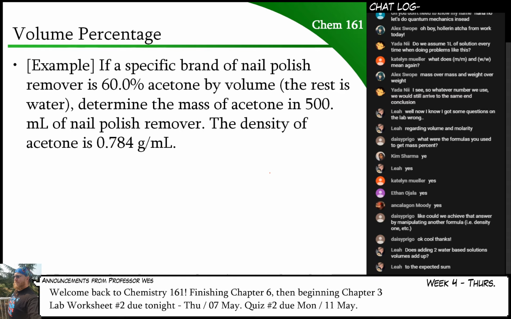So let's look at this example. If a specific brand of nail polish is 60% acetone and the rest is water, how much acetone in grams is in the nail polish remover if the bottle has 500 milliliters? And here's the density.